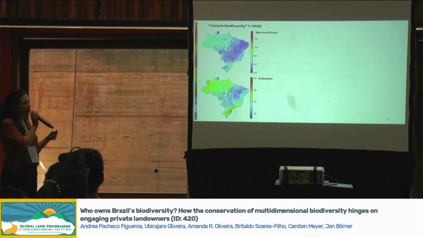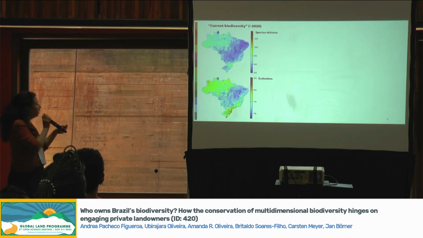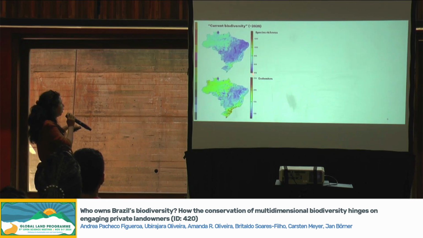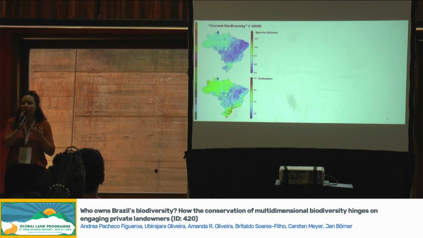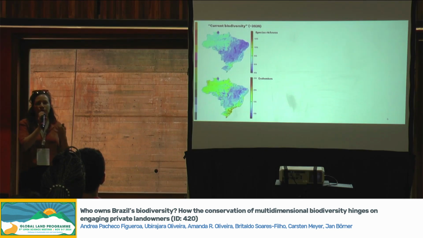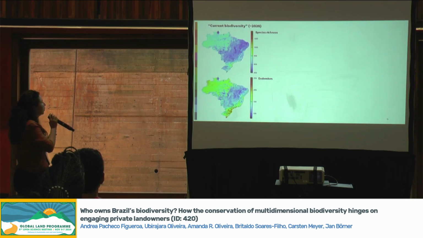We have species richness, which is essentially the number of species in a grid cell, ranging from around 400 to over 1,200 species in Brazil. We see the usual suspects in terms of regions with high numbers of species, and we also include the indicator for species endemism, which is essentially a measure of how rare species are. And here we also see endemism is quite high in the south.